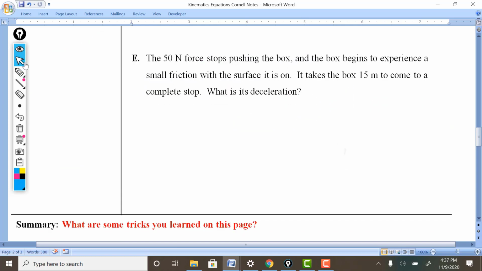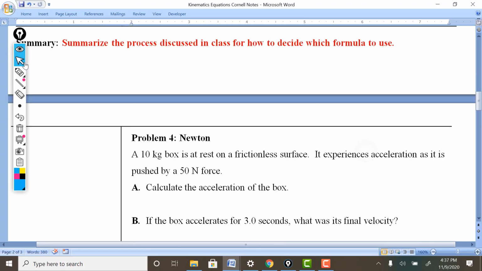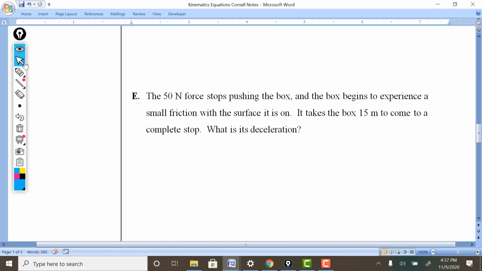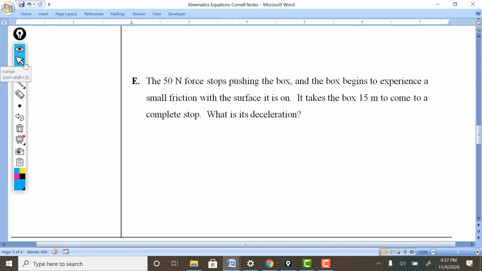All right, the 50 Newton force stops pushing the box. So it's been pushing it, and the box begins to experience a small friction with the surface that it's on. It takes about 15 meters to come to a complete stop. So now we have to go ahead and do this right. 5, 3, 1. So let's do the 5 things. There's V, V naught, A, delta X, and T.